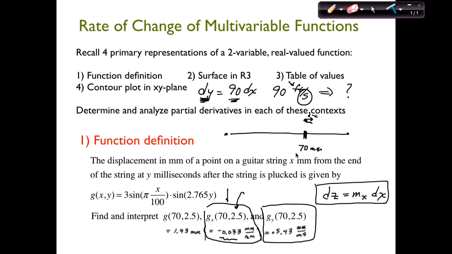Okay, but these rates of change are the multipliers by your little change in independent variable that gives you the resulting change in the dependent, right? Holding the other variable constant.